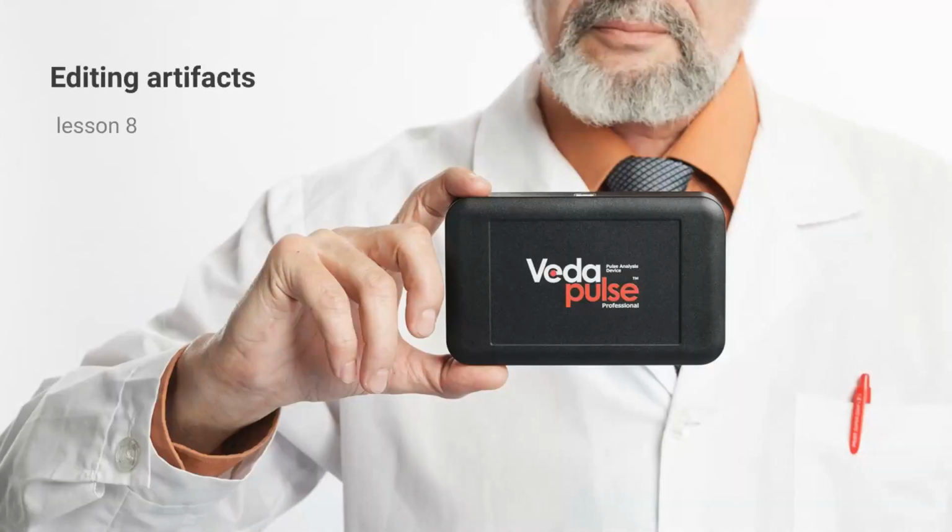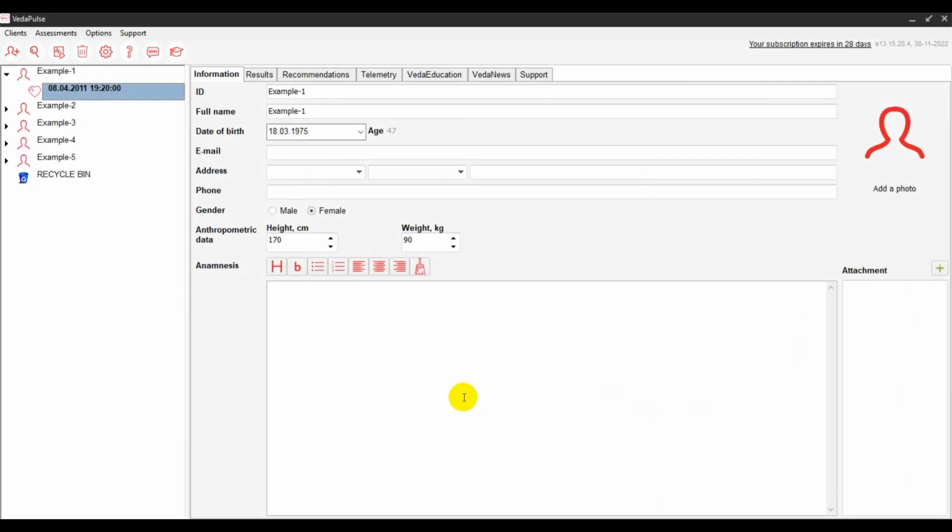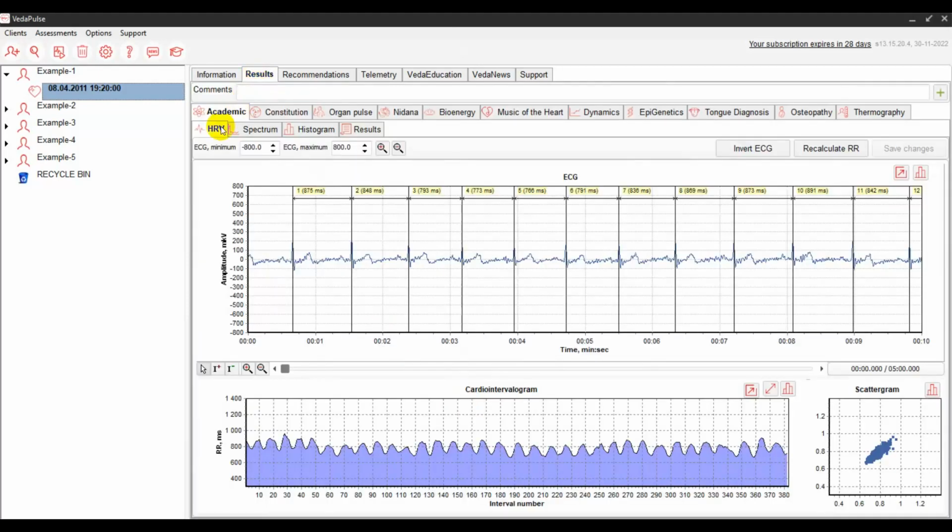Editing artifacts. After the assessment is done, it is important to ensure that it does not contain artifacts. To do this, go to the HRV section in the Results tab.